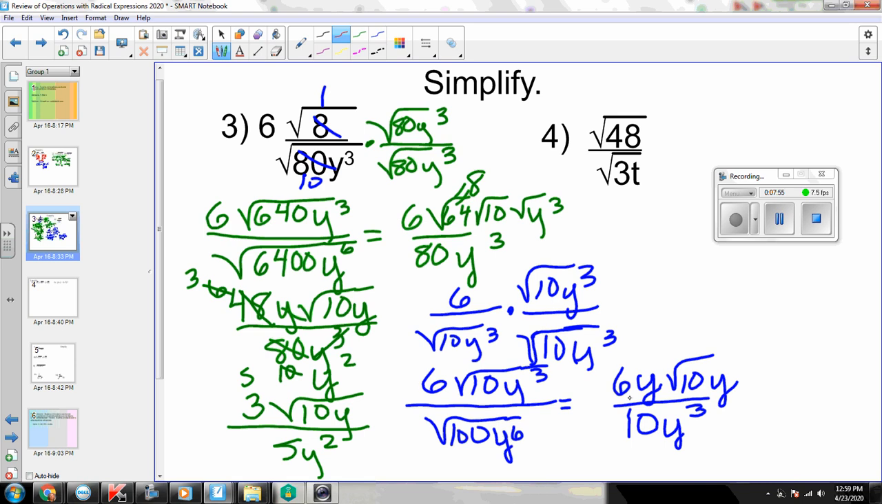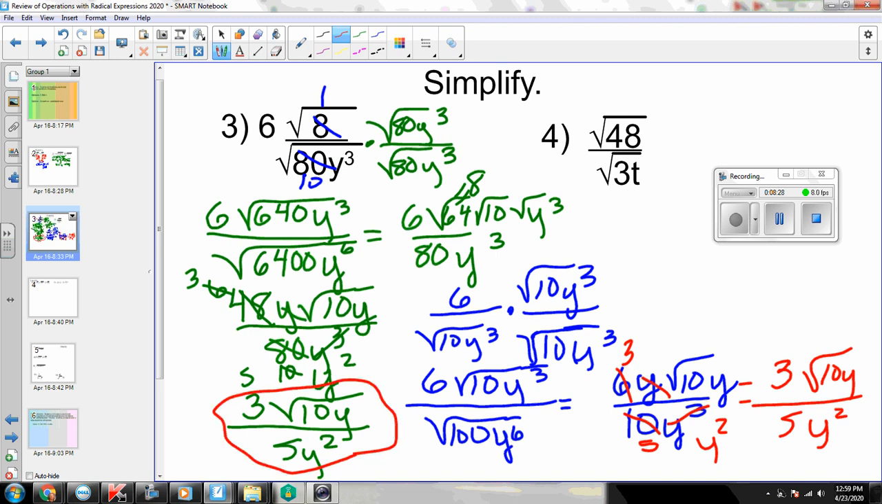Yes, I can, because 6 and 10 have a common factor of 2. So 6 divided by 2 is 3. 10 divided by 2 is 5. I can also cancel a y, and then I'll have y to the second left in the denominator. So my answer would be 3 radical 10y all over 5y to the second, which is the same answer that I got the first time.